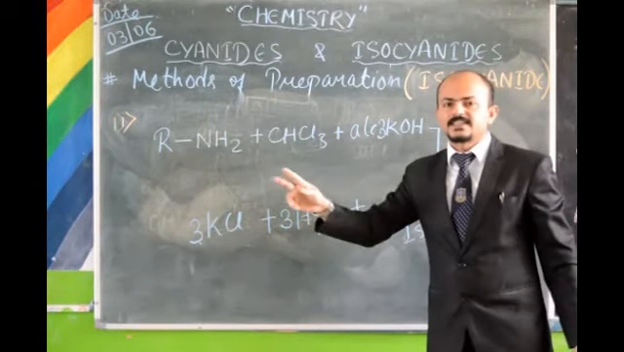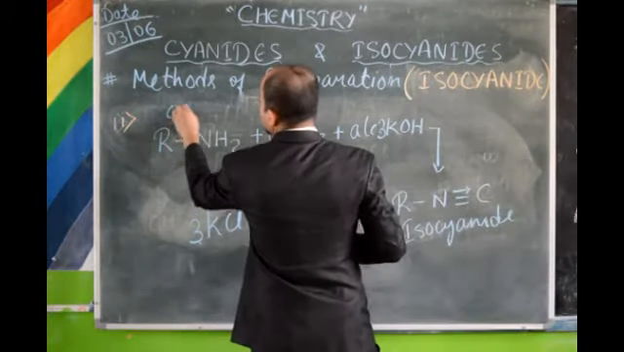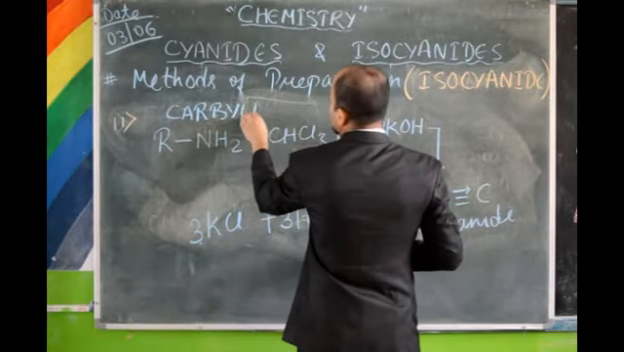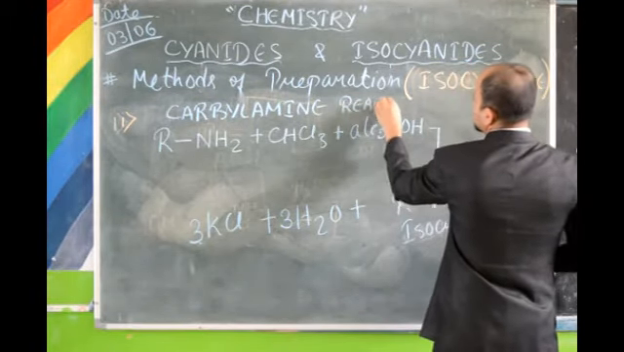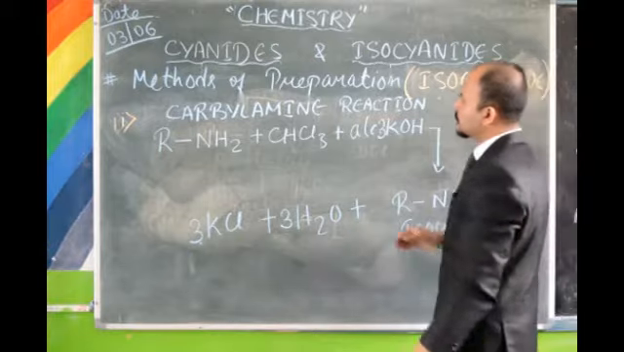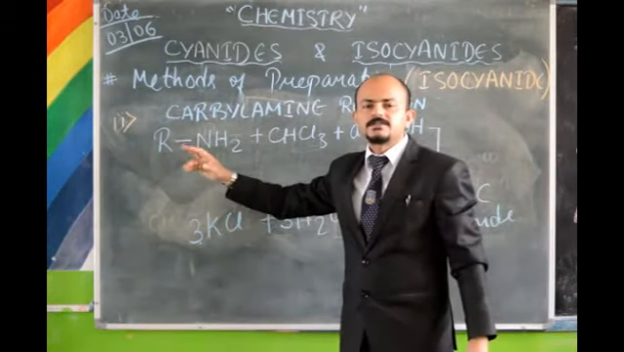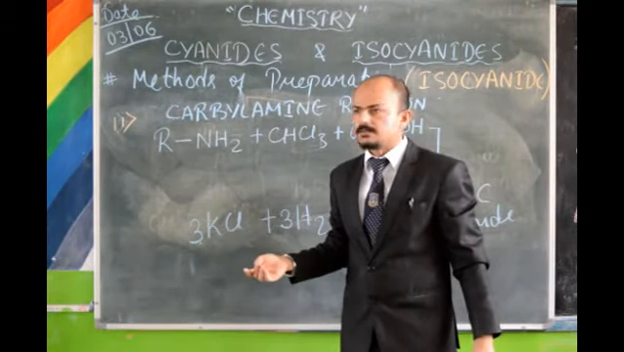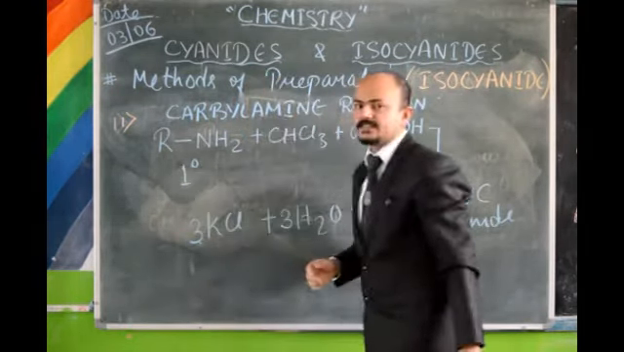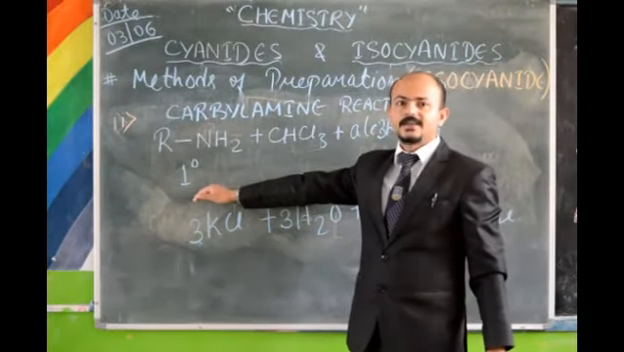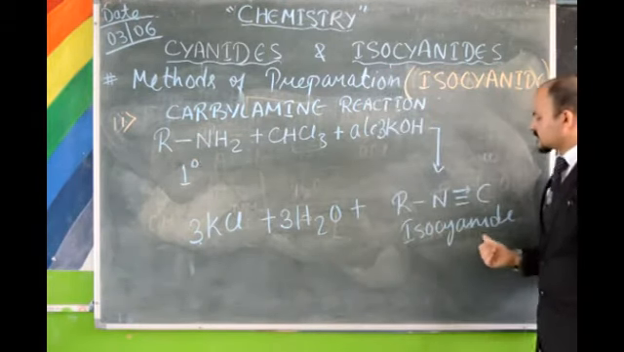This is the second method of preparation of isocyanide. And this reaction is known as carbylamine reaction. Moreover, we were familiar with this carbylamine reaction whenever we were discussing the test to distinguish between first degree, second degree and tertiary amine. This test distinguished first degree amine from second degree and third degree. This reaction is given by only first degree amine. Okay? And that we had discussed. And here, the same reaction is also used as a method of preparation for isocyanide.